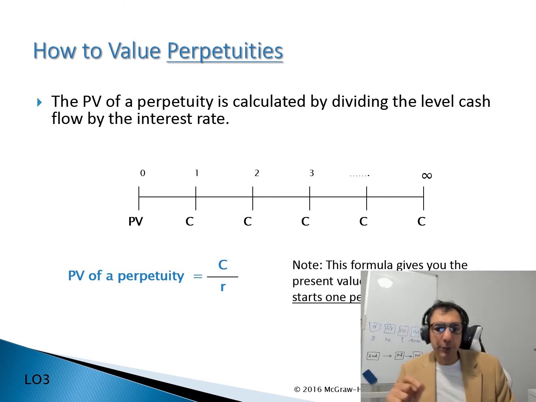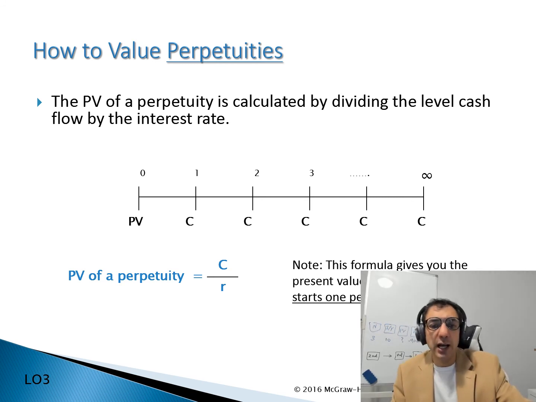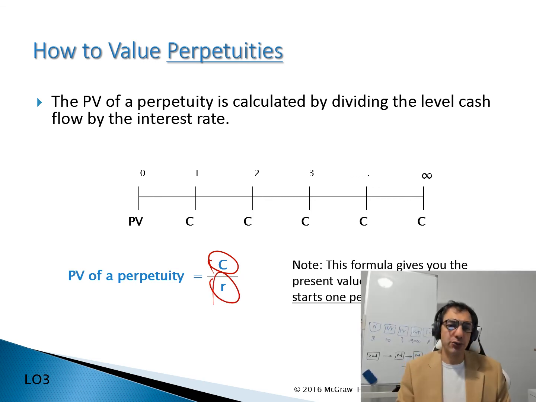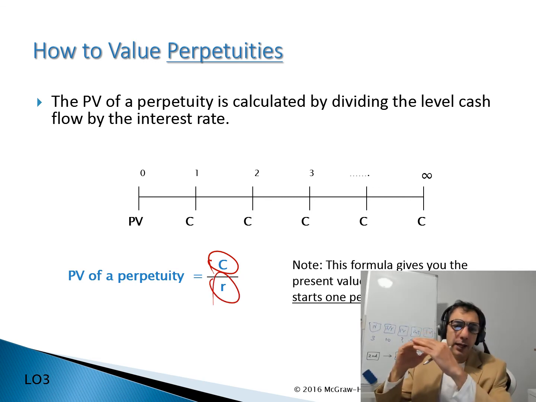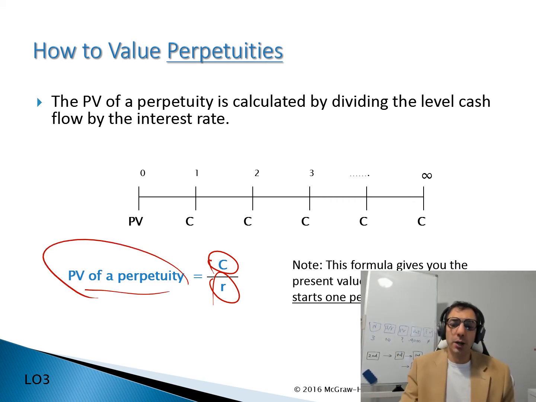Now let's talk about perpetuities. Perpetuities are much more straightforward. Why? Because you're talking about the same payment forever. The formula is very easy. You just need to divide the payment by the annual interest rate. So if you divide the annual or periodic payment by the interest rate, you will find the present value of perpetuities.